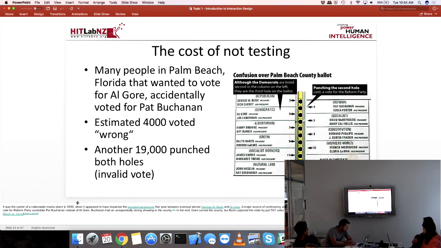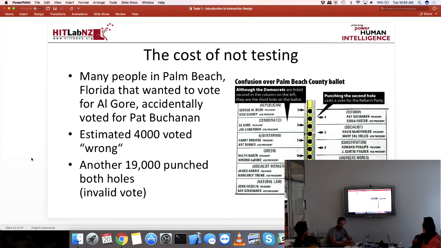But yeah, in the end, Bush won by 537 votes in Florida. Like he won the state by 500. So even if you just count the 4,000 people who voted for the wrong one, let alone the 19,000 who were confirmed made a mistake because they punched two holes, Al Gore would have been the president rather than George Bush. Maybe the war in Iraq wouldn't have happened.